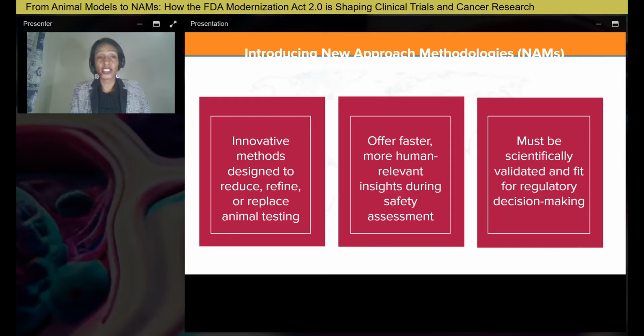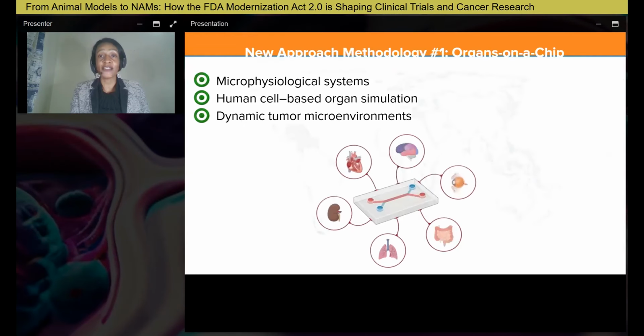It's important to note that not just any new methodology makes the cut. These methods must meet or exceed the scientific standards for animal testing. They must also prove to be effective in the scenarios for which they have been presented. In short, NAMs must be scientifically validated and fit for regulatory decision making. And with that background, we can now look at some practical applications of NAMs in the market today.